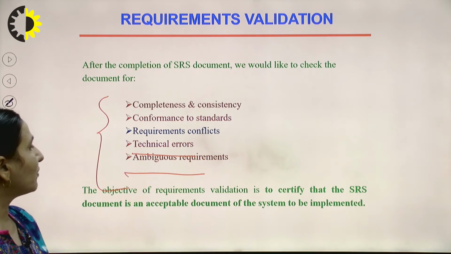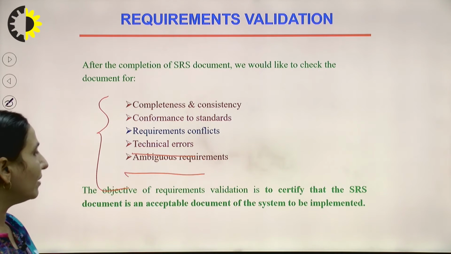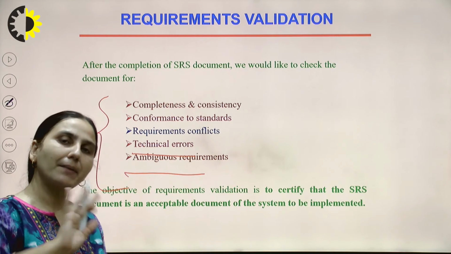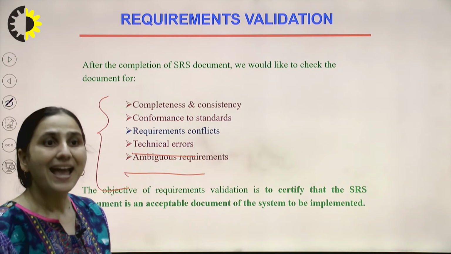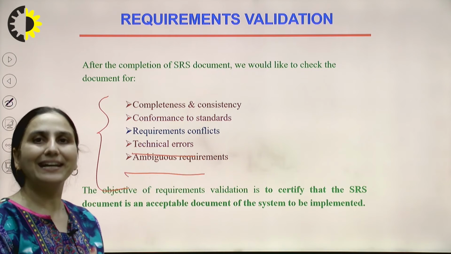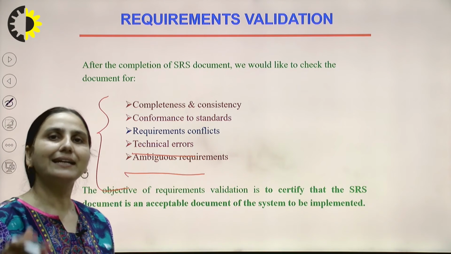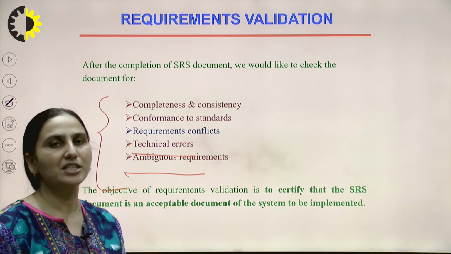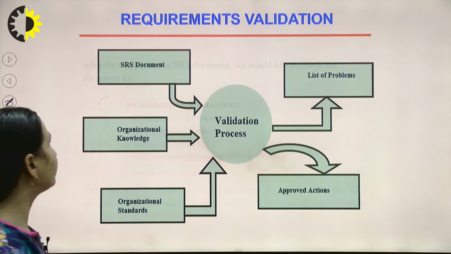Now, the objective of requirements validation is to certify that the SRS document is an acceptable document of the system to be implemented. That means the requirements have been gathered and properly analyzed, and once we are able to validate all these requirements, what can we say? We can say that this SRS document is the acceptable document. There is no issue in this particular document. It is worthy because it has already been checked.